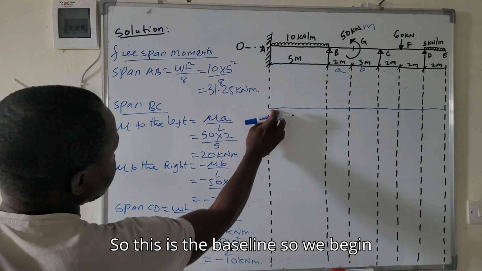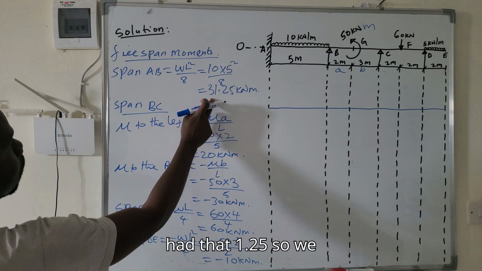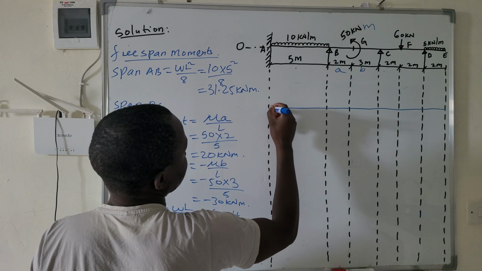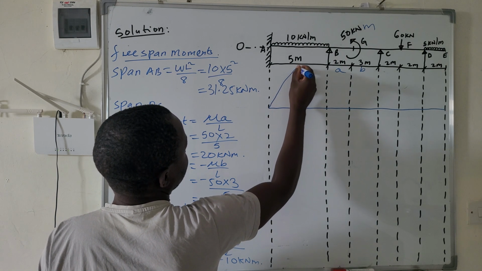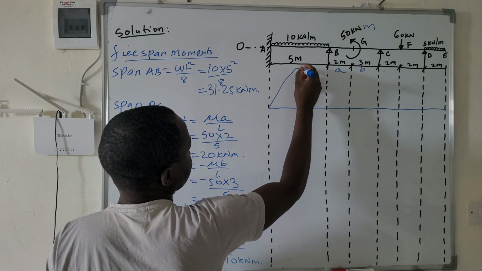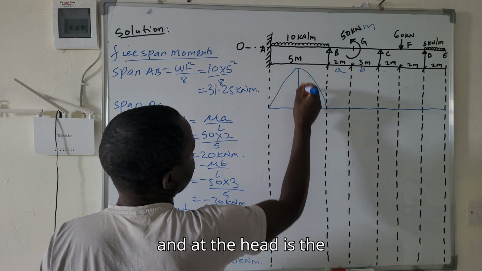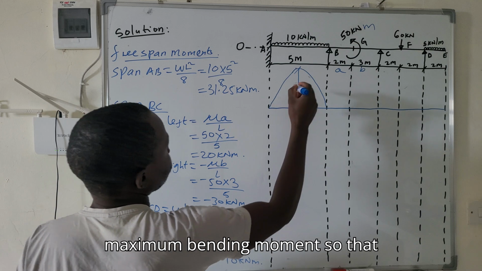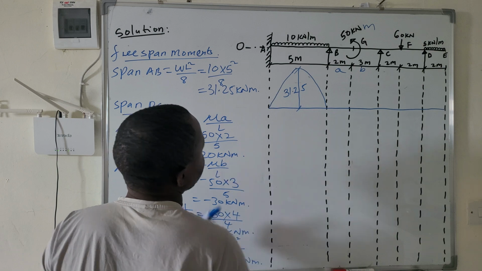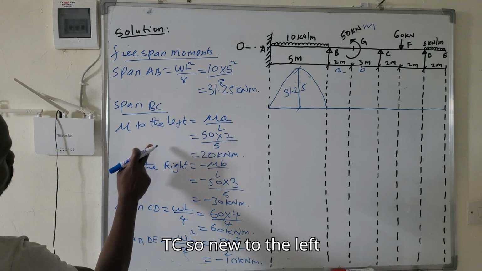So this is the baseline. We begin with AB. For AB, we had 31.25, so we approximate. This one is a parabola, and the height H is the maximum bending moment, 31.25, like that. And then we proceed to the next span.